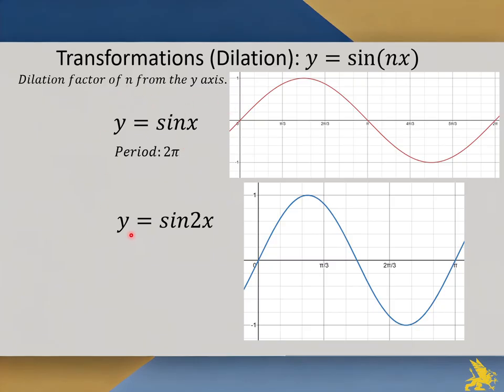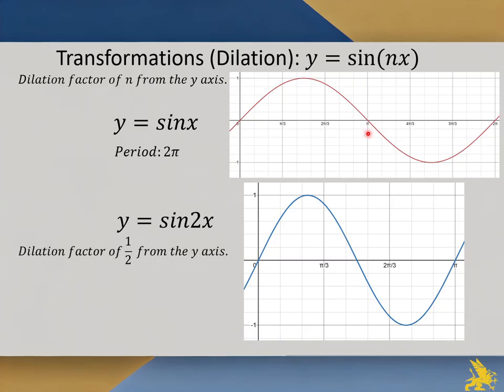Now we've got y equals sine 2x. This 2 means it's a dilation factor of half. It's going to halve the period, which means it's grabbed it and pushed it in half. We can see the period was originally 2 pi, and it's halved to pi.